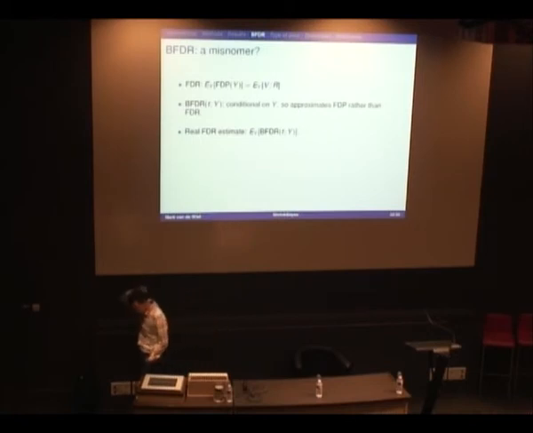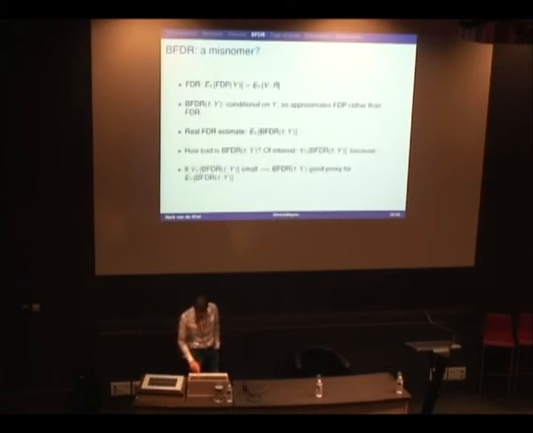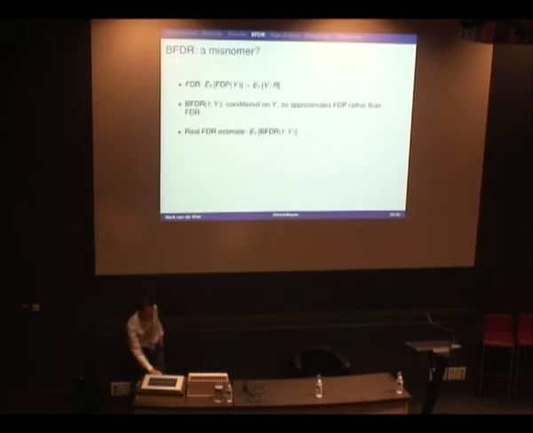Since this is Bayesian, the BFDR is actually an FDP rather than an FDR. It's conditional on the data, not thinking of repeating the data generating process. So it should maybe be called a BFDP rather than a BFDR. But probably for selling the whole thing, it's better if you call it FDR than FDP. But it's important, because a real FDR estimate would be this.